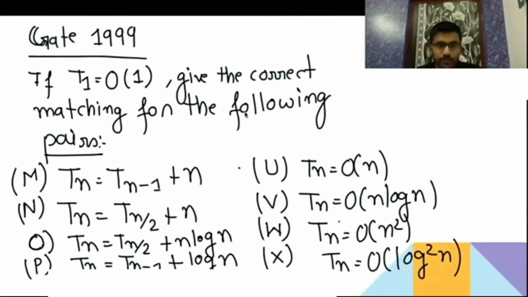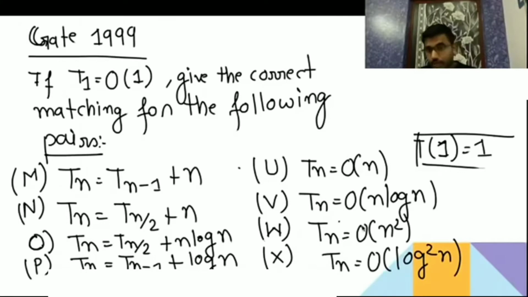Now do this. If T of 1 is equal to big O of 1, give the correct matching for the following pair. So T of 1 is going to give 1. Now you have to solve these 4 recurrence equations and tell me which is going to be the answer of that. So I will take one by one, then we are going to get it. So first M I am going to take. M they have said T of n is equal to T of n minus 1 plus n. Now this gets reduced by 1 and then plus n.